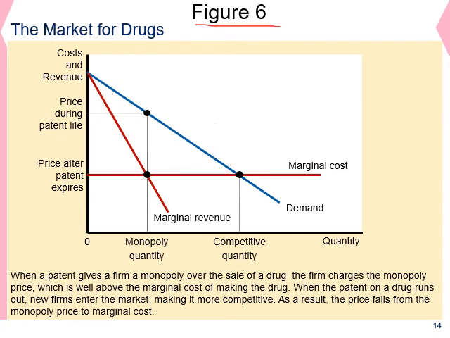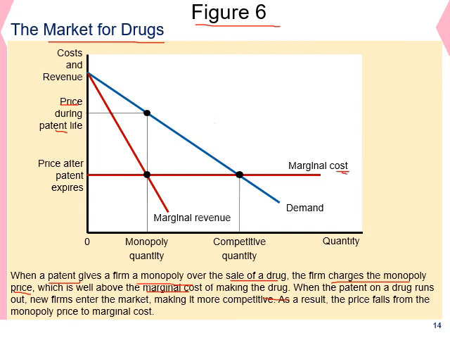Figure number 6 displays the market for drugs. When a patent is given to a firm, giving it a monopoly over the sale of the drugs, the firm will charge the monopoly price, which is well above the marginal cost of making the drugs. You can see that with the patent, the monopoly will charge a price which is way above the marginal cost of making the drugs.